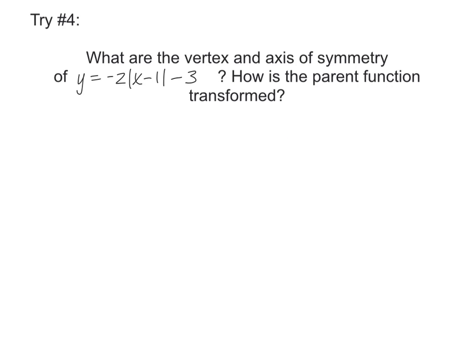All right, in try 4, it's asking the same thing. So again, let's be mindful of what we're writing. So even though we have this -2 in front, it's not going to change what we have going on as far as the vertex and the axis of symmetry. So minus 3 means that it's moved down 3. And the -1 is opposite of what we think. So instead of moving left, it's actually gone right 1. And remember, this is our x, this is our y.